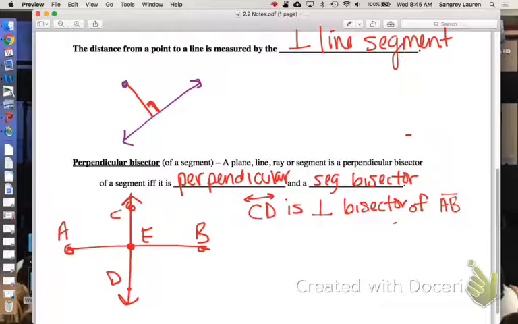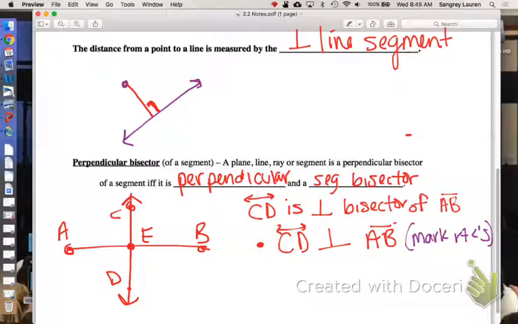When we see this, we know a couple of things. The perpendicular part tells us that line CD is in fact perpendicular to segment AB. So as soon as you know this, what should we be doing? We should mark the right angles. So I'm going to do that right now in the picture. Mark the right angles.